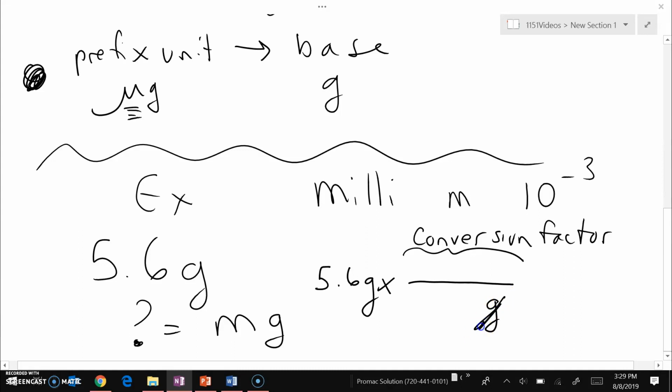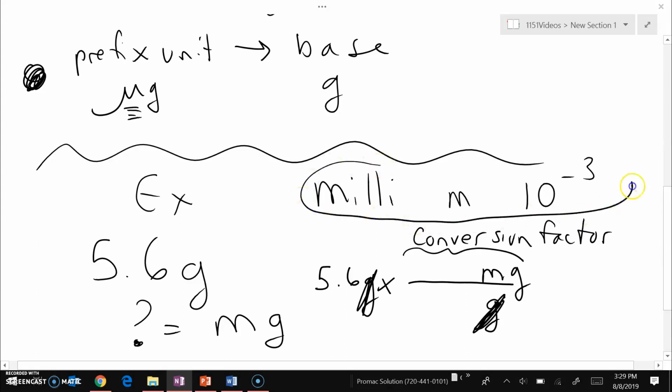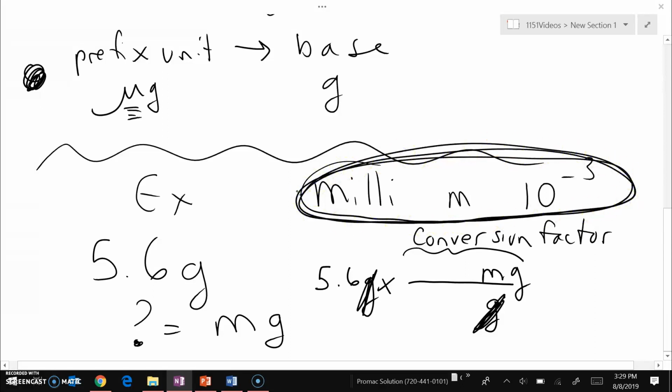Grams has to cancel. So this gram will cancel with this gram. So grams has to be in the bottom. We want milligrams. That's going to be on the top of the conversion factor. Okay? The component that you memorize, this ugly number, always, always, always goes with the base unit. 1 times 10 to the negative 3. You've memorized as milli.